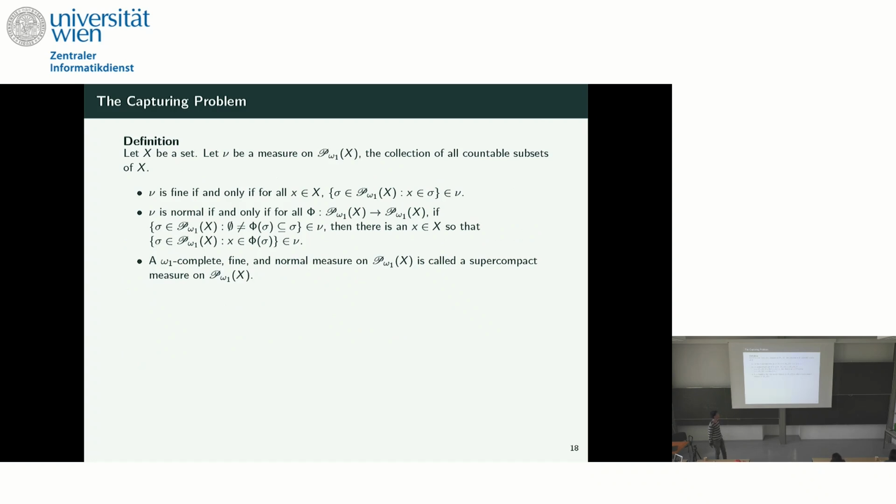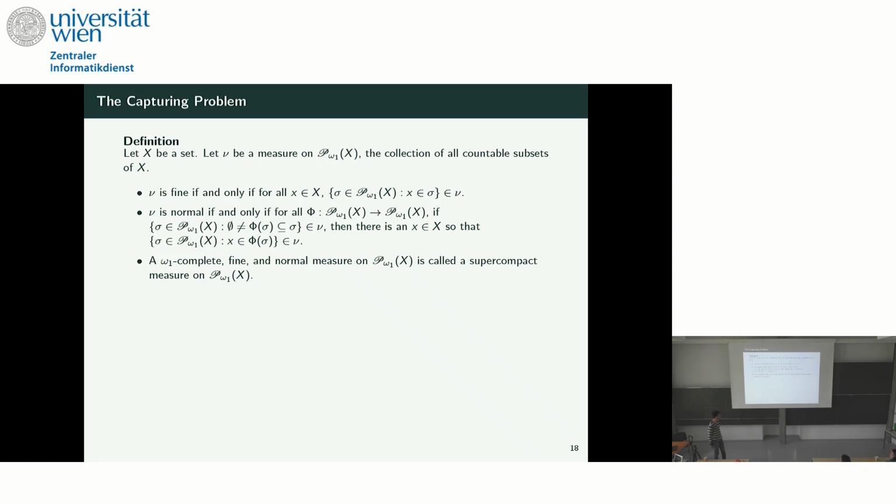Okay, now let X be a set. Let nu be an ultrafilter on P_omega1(X), which is just the collection of all countable subsets of X. So nu is said to be fine if for every x in X, the collection of sigma that contain x is big. It's normal if for every function phi from P_omega1(X) to P_omega1(X), if the collection of sigma so that phi of sigma is non-empty and a subset of sigma is large, then there is some x so that the collection of sigma so that x is in phi of sigma is large. And a supercompact measure on P_omega1(X) is a countably complete fine normal measure on P_omega1(X).